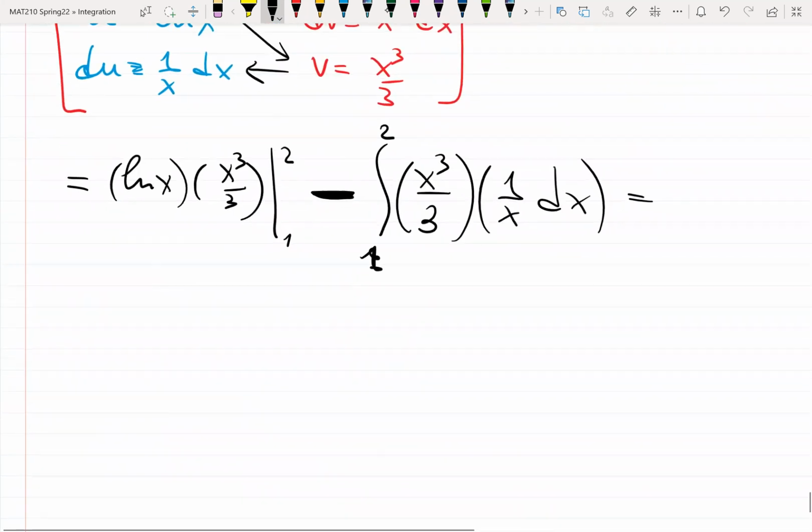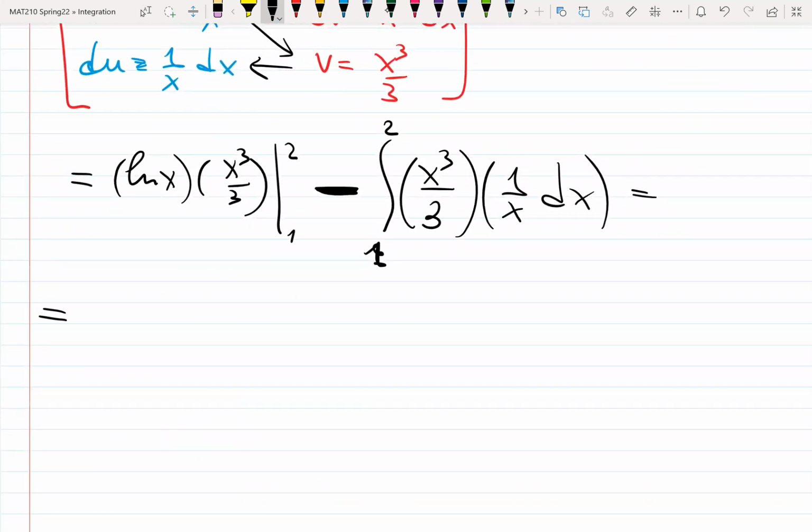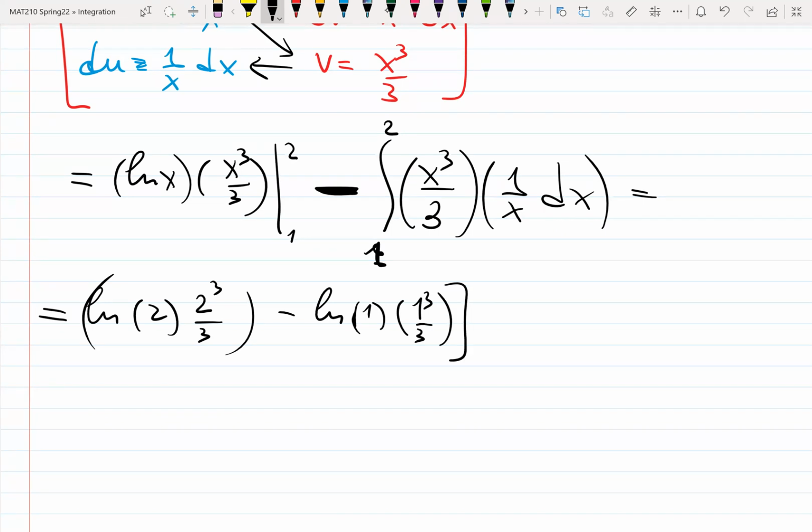The first piece is ready to be calculated. Plug in the top minus the bottom: ln of 2 times 2 cubed over 3, minus ln of 1, which is 0, times 1 cubed over 3. That is the result of the first piece. Minus, put a huge fat minus. Simplify the integral from 1 to 2: x cubed over x is x squared, over 3 dx. This one has to be integrated.